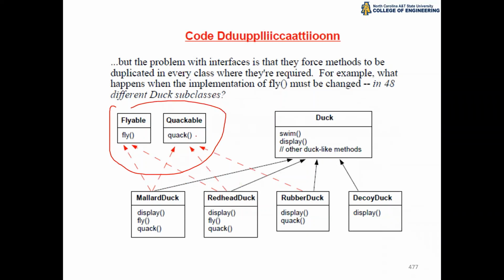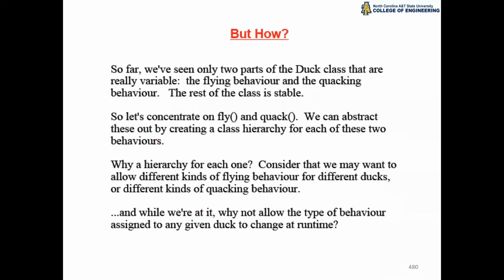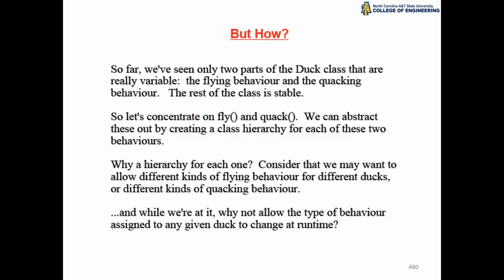So take this part away from the main implementation, and maybe replace it with the Flyable and Quackable interface. Let's see, for example here. We call it design to an interface, not to an implementation, right? So here you can abstract this as a fly and quack behavior changing. You can take those parts away and replace them; you can create a class hierarchy for these two behaviors.